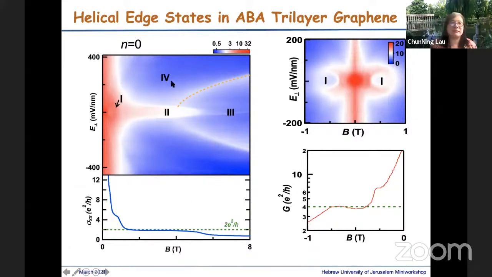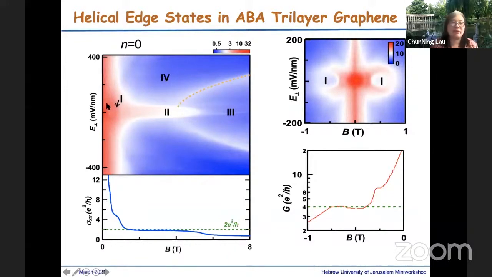Okay, so in this case we can see, we're also staying at a charge neutrality point, and now we can see that this is actually a pretty striking phase diagram. I mean, it looks very nice, right? So what we can see, we can immediately identify 4 different regions.